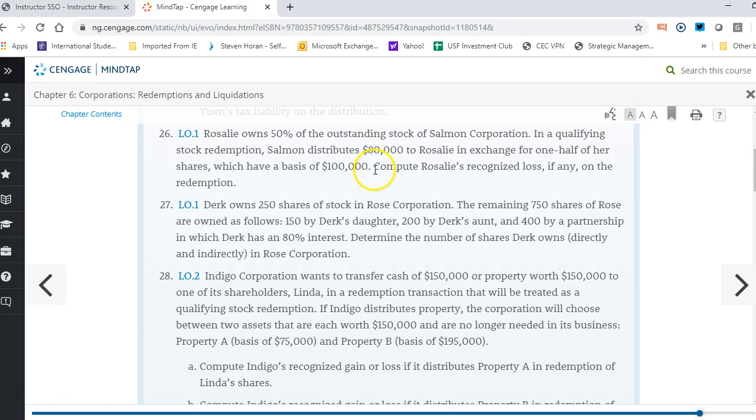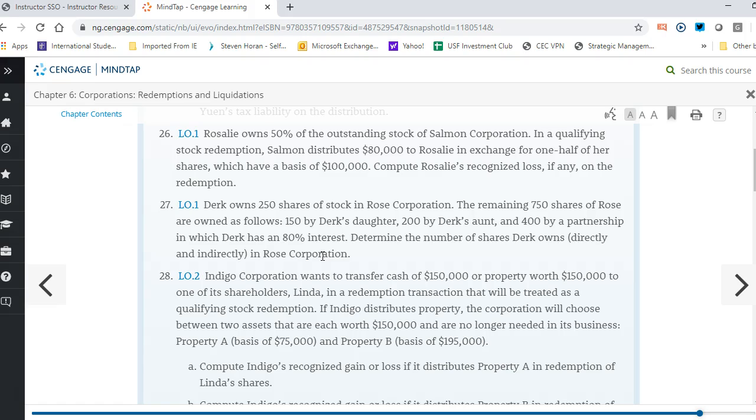And also, keep in mind that a qualifying stock redemption is treated as a sale or exchange. And because she does not own more than 50%, that's the key here. She owns 50% exactly. She does not own more than 50%, so she can take the loss. Okay, so this loss is recognizable.